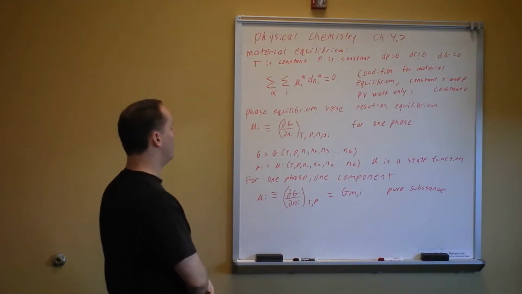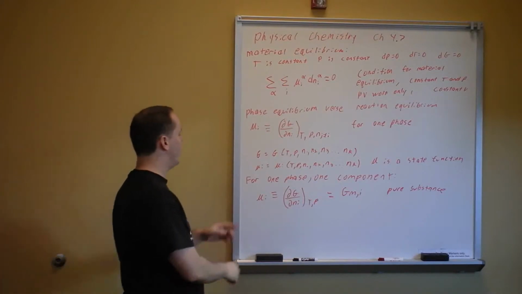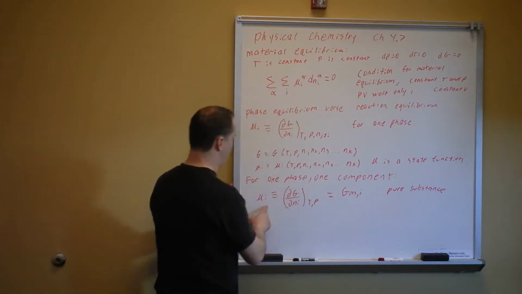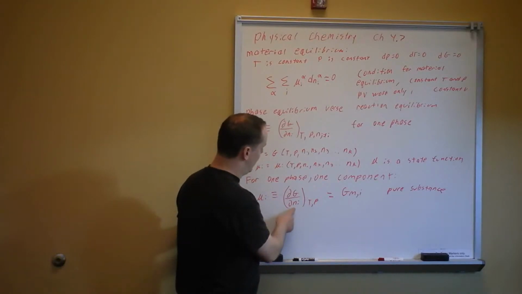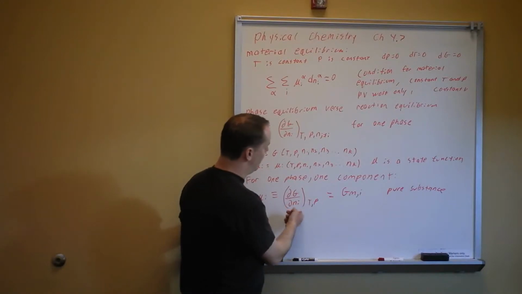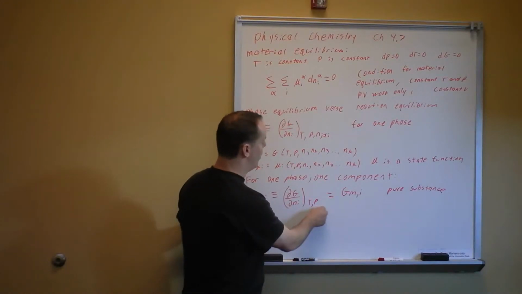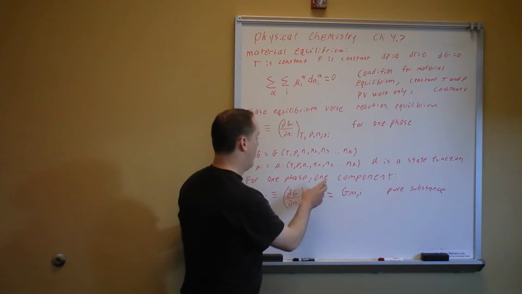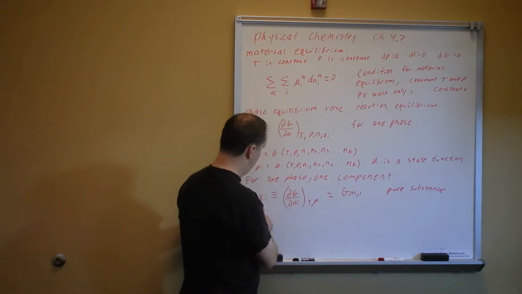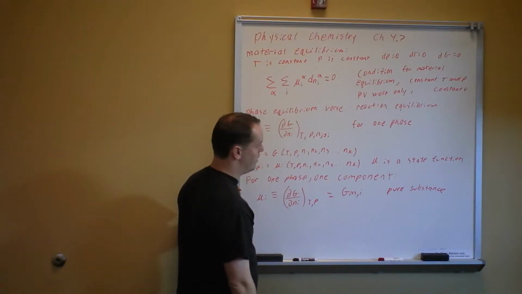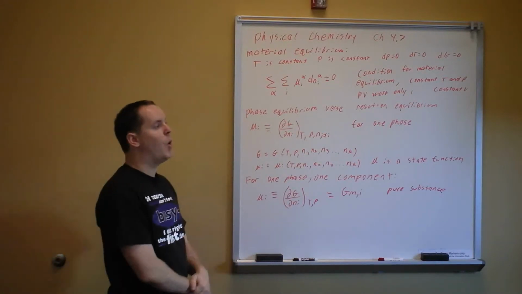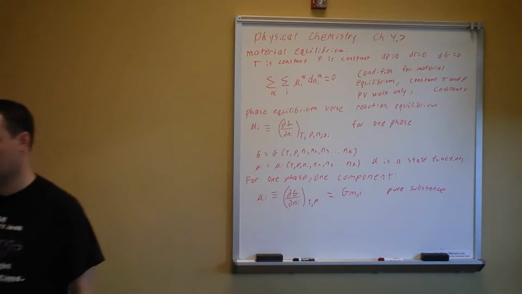Now, if we have only one phase and only one component, then mu_i simplifies, and it's just the differential of G with respect to component i, but there is only one component. There are no other components, just temperature and pressure. So with only one phase and one component, mu_i is just equal to the molar Gibbs free energy of that substance. But again, that's assuming only a pure substance.